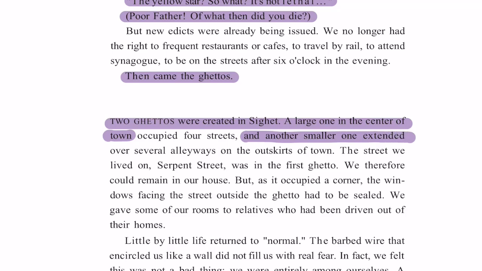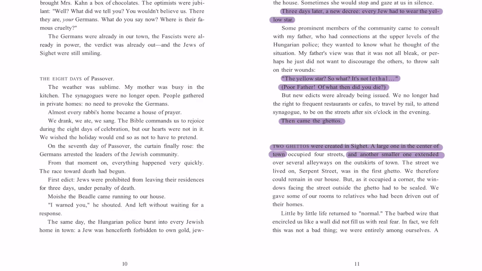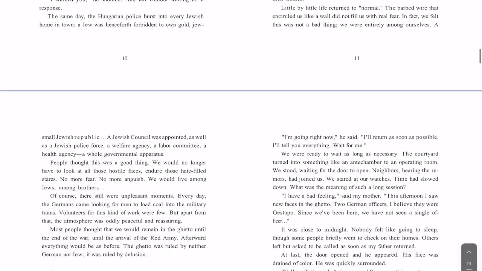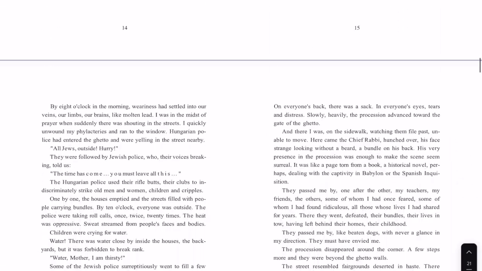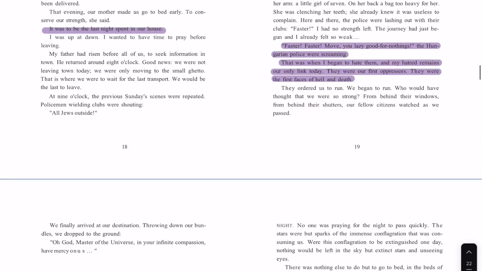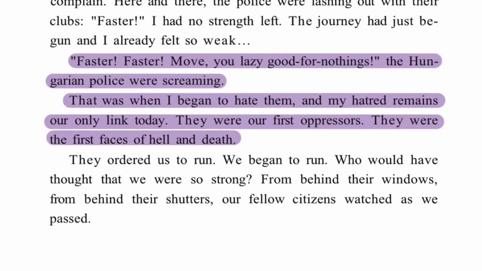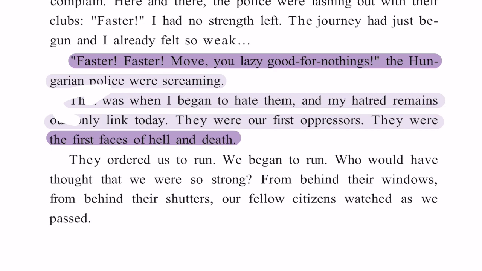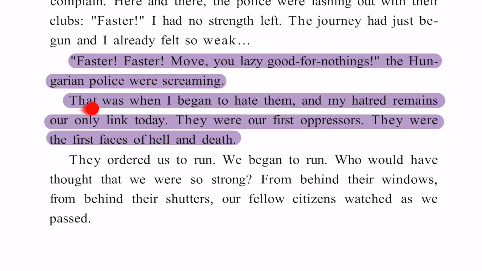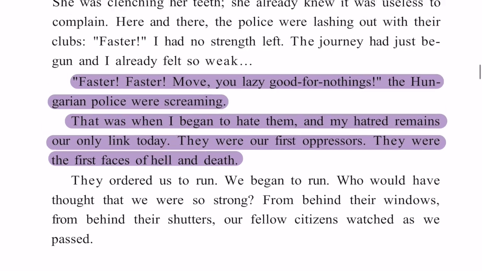Okay. In the first ghetto, it says they got to remain in their house and everything, but we see that this is the first physical separation that they get. And if we take it to page 19, by this point they had already been moved to a couple of different ghettos. They had already been kicked out of their house. And look at the effect that it has on him here. "That was when I began to hate them. My hatred remains our only link to this day," right?